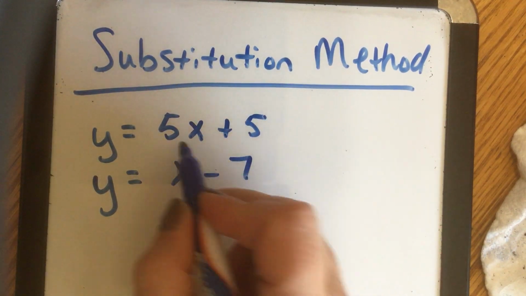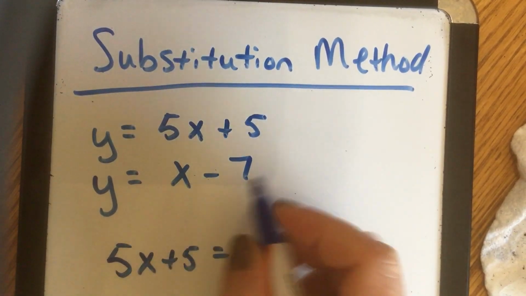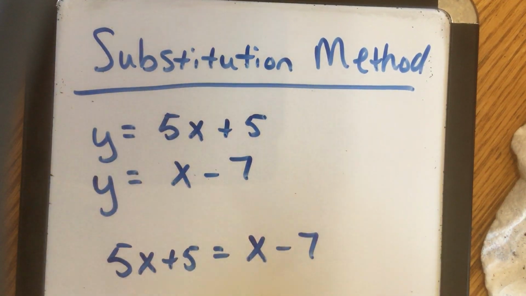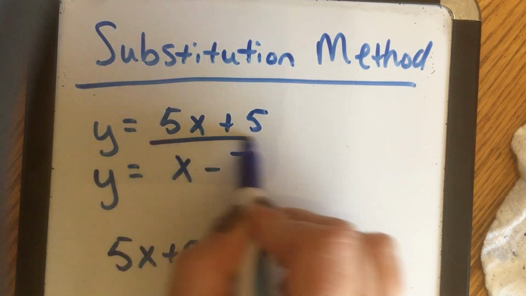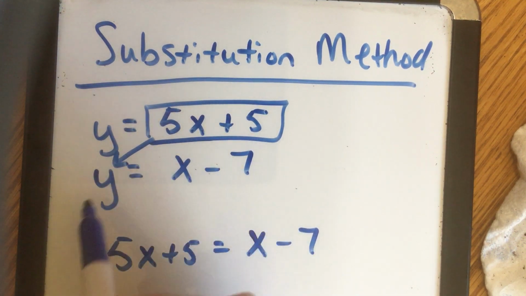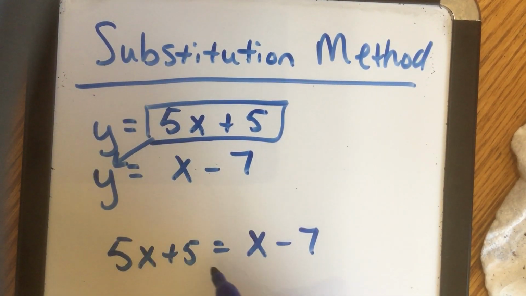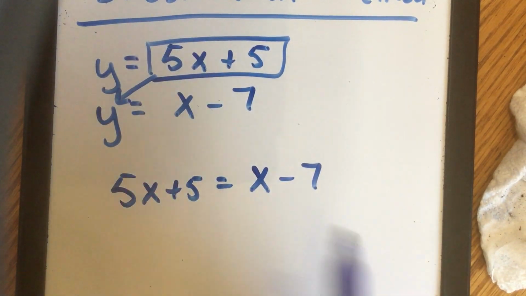So we're going to set this equation, 5x plus 5, equal to the second equation, x minus 7. If you want to think of it a little more literally, if y is equal to this and this is y, then I can replace that y with 5x plus 5, and that gives me this equation. Now you just have a normal equation with variables on both sides.